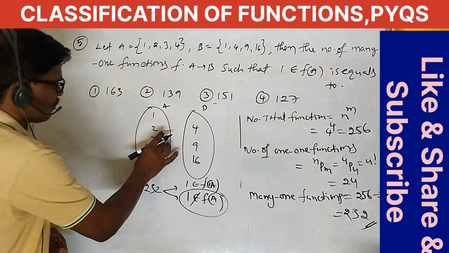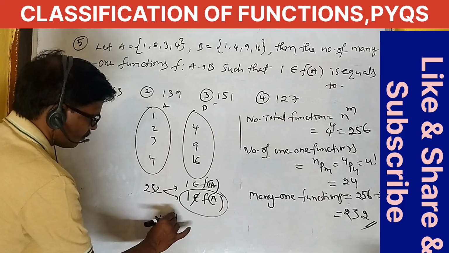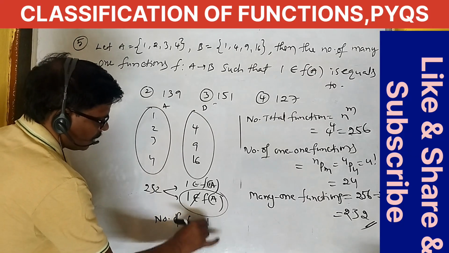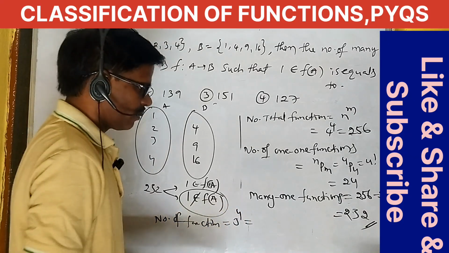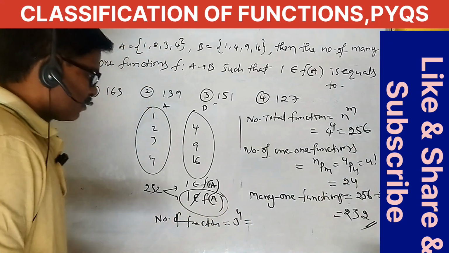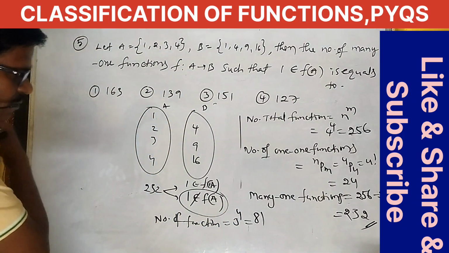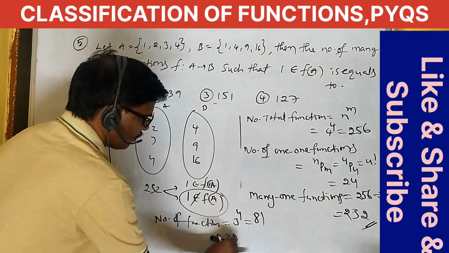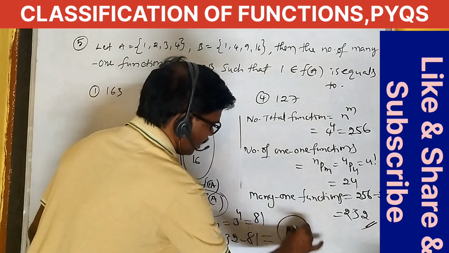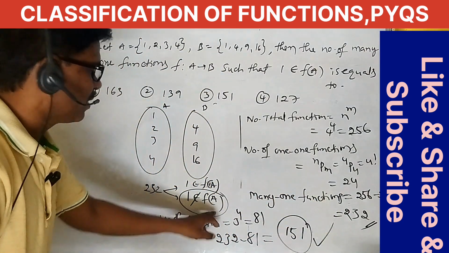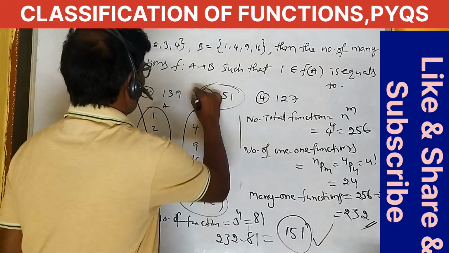Total number of functions here: 4 elements in the domain, 3 choices each, means 3 power 4. 3 power 4 is equal to 81. So the total number of functions is 81, and 232 minus 81 is equal to 151. 151 is the many-one functions with 1 belonging to f(A). This is our answer.